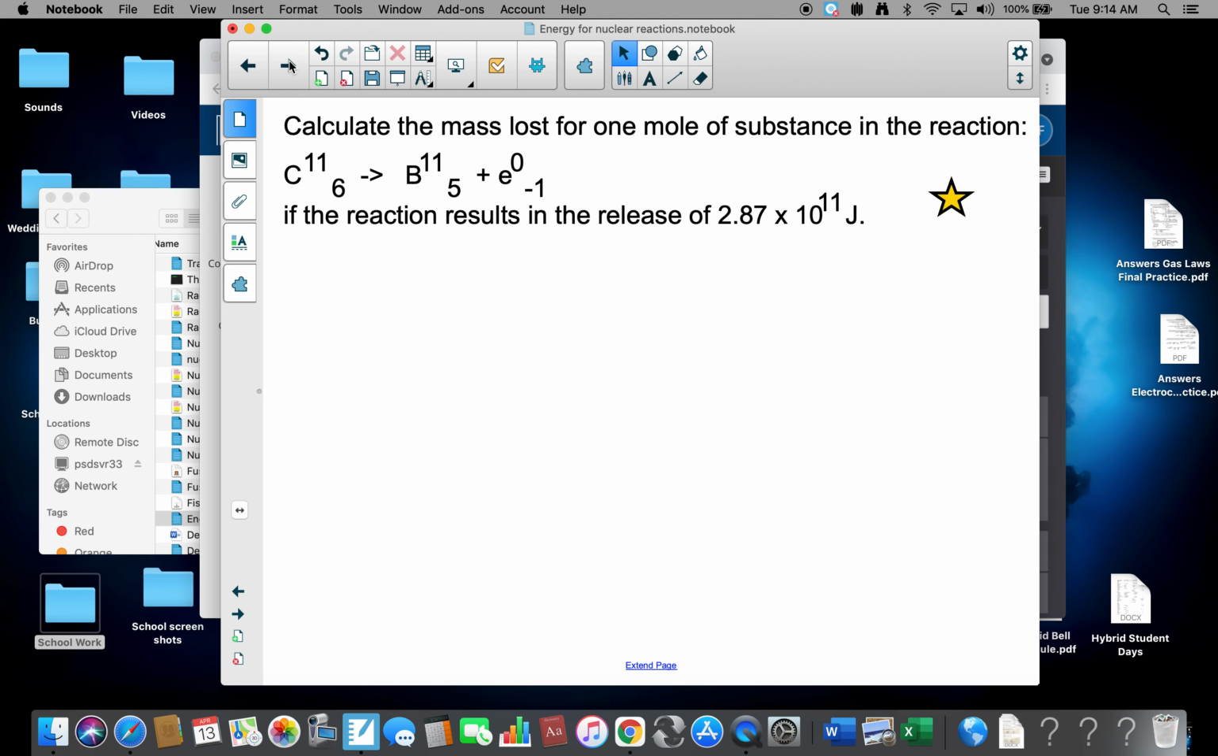So let's look at a problem. We'll do this one in class. Calculate the mass loss of 1 mole of substance in the reaction of carbon-11 to boron-11 plus a beta emission if the reaction releases 2.87 times 10 to the 11th joules.